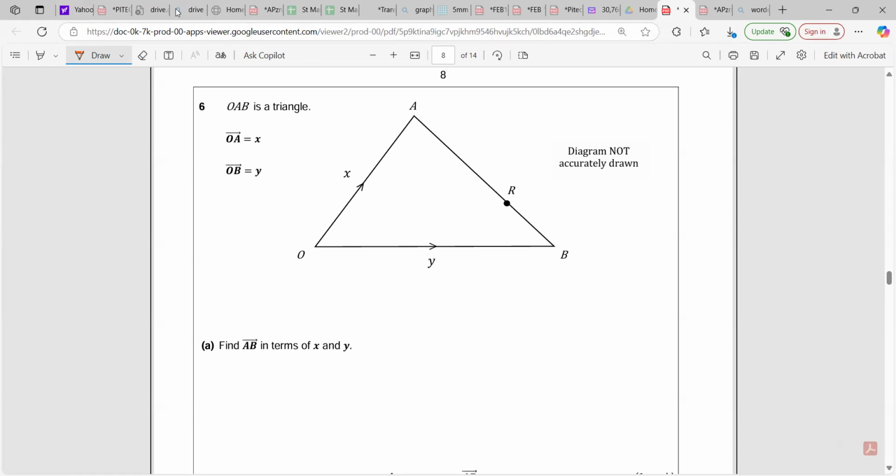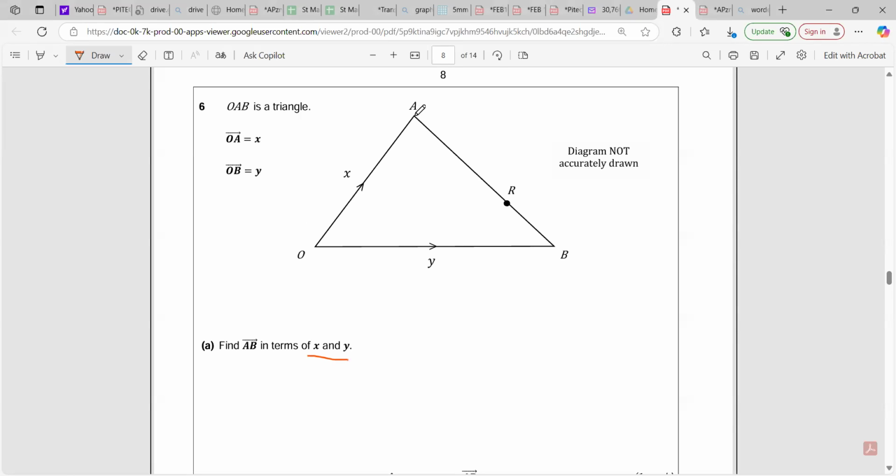Alright, try this one, guys. It's find AB, and then we can discuss. Alright, let's say OAB is a triangle. OA, which is from O to A, is X. From O to B is Y, which is this. And they ask us to find AB in terms of X and Y.